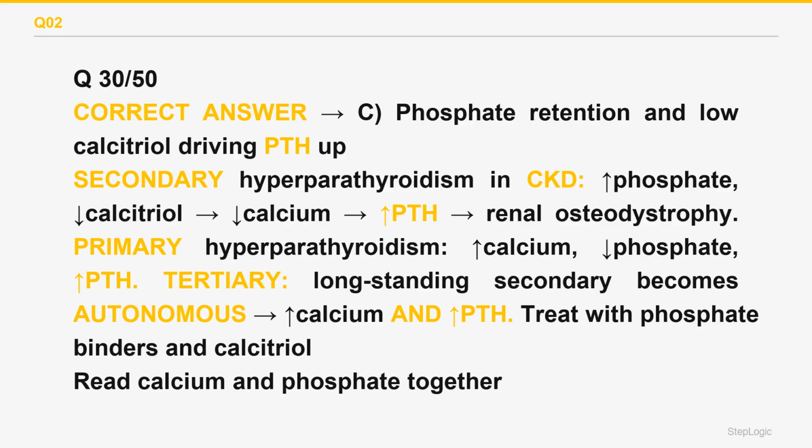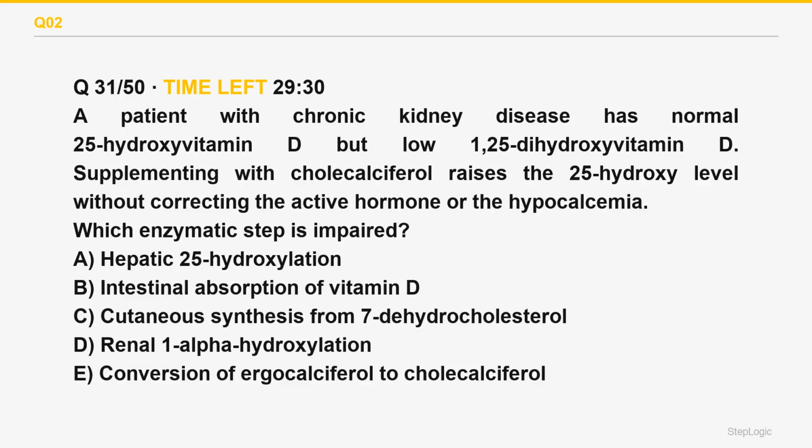Treatment addresses the drivers, dietary phosphate restriction with binders, and active vitamin D replacement. If you see high parathyroid hormone, read the calcium and phosphate together before naming the type. Which enzymatic step is impaired? A patient with chronic kidney disease has normal 25-hydroxyvitamin D, but low 1,25-dihydroxyvitamin D. Supplementing with cholecalciferol raises the 25-hydroxy level without correcting the active hormone or the hypocalcemia.